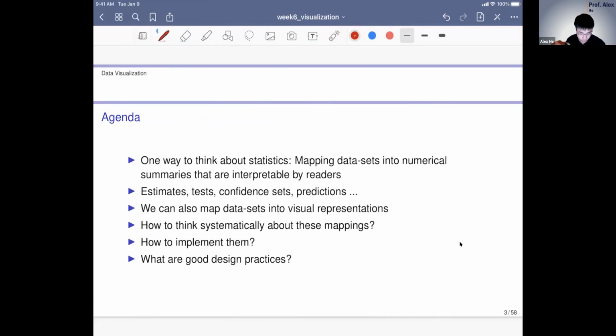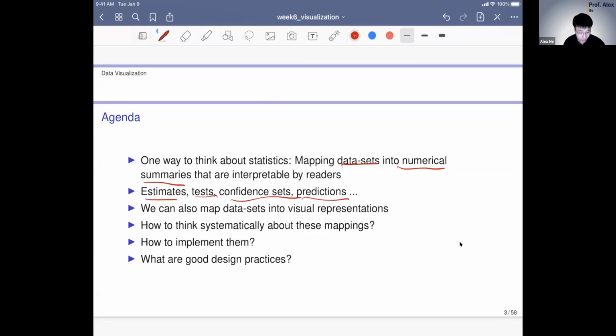So throughout this course, we've been talking mostly about statistics, and you can think of those as you have some data set and you're mapping that data set into some numerical summaries of your results, whether that's regression coefficients, or some prediction for some y variable given x variable, and then you can interpret your result and get your conclusions. So those would be estimates, tests, confidence sets, and predictions.